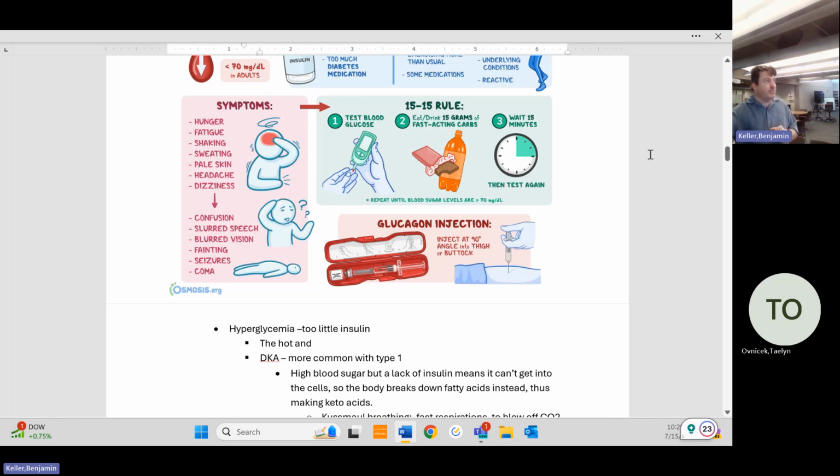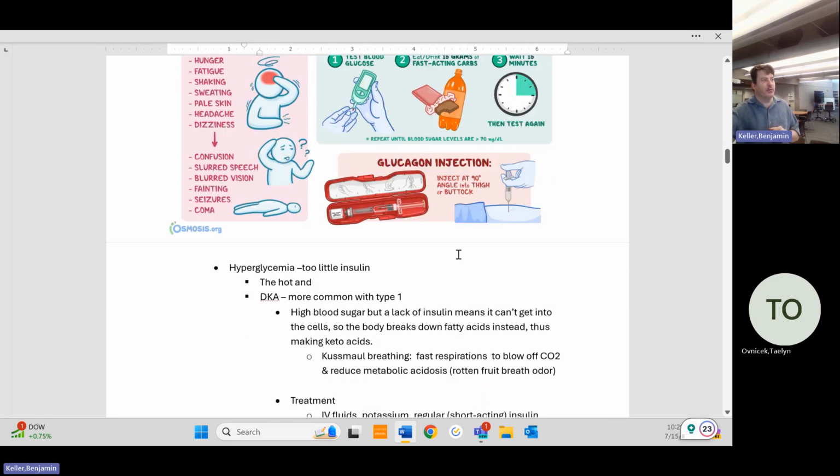So you give 15 grams of carbs, then wait 15 minutes. You want to do fast-acting carbs. This can be sugary pop, orange juice, candy, things like that. You wait 15 minutes, you test again. If you don't have that, then you can use a glucagon injection, and you're going to go at 90 degrees into the thigh or the buttocks. It's kind of like an EpiPen. Looks pretty much the same.